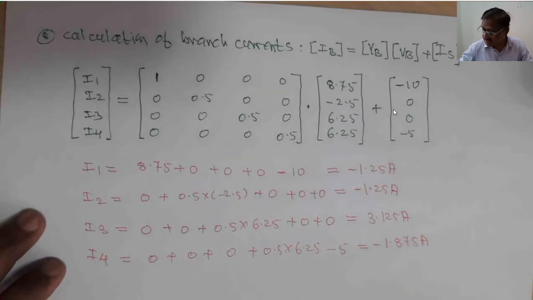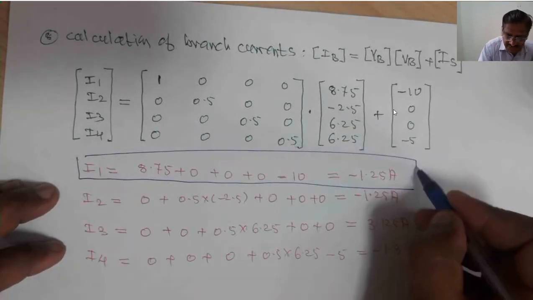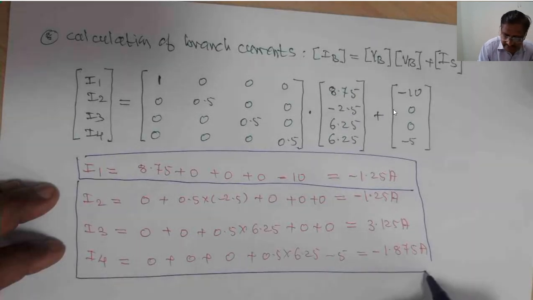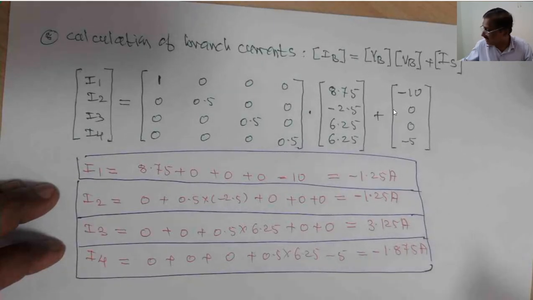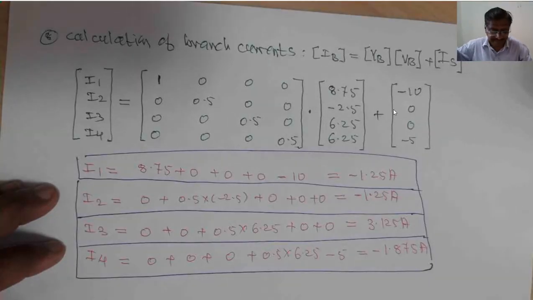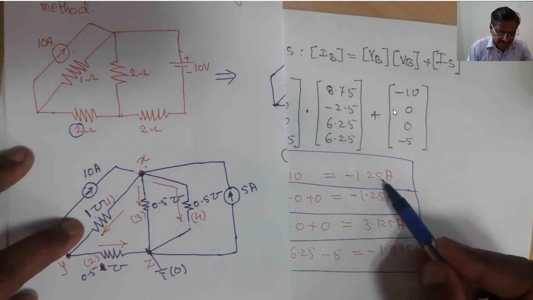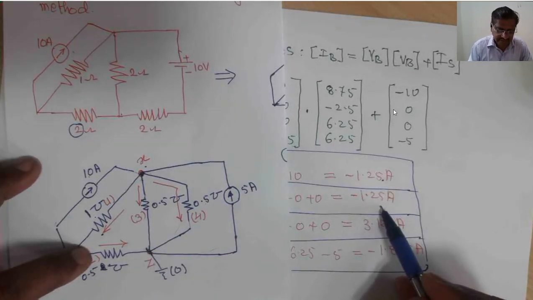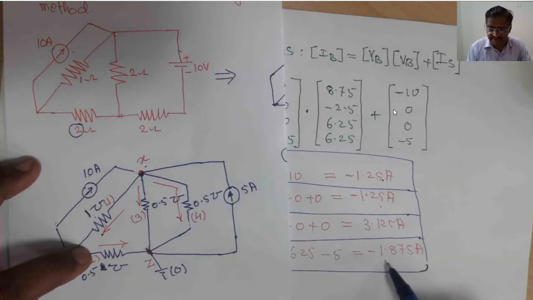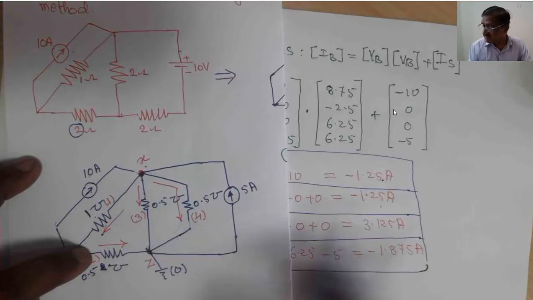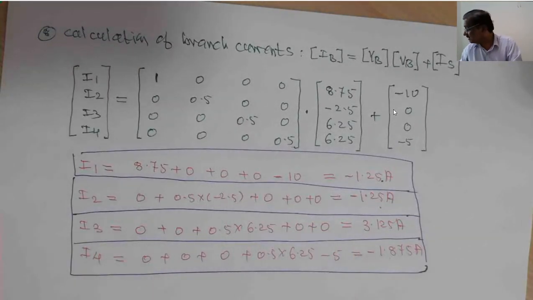This is the approach for the calculation of the branch currents. We have calculated the current in the first branch, the second branch, and the third branch. Going back to the original figure, the current I1 is minus 1.25, I2 is minus 1.25, I3 is 3.125, and the current in the fourth branch is minus 1.875 amperes. This is the way of calculating the currents using this particular method.